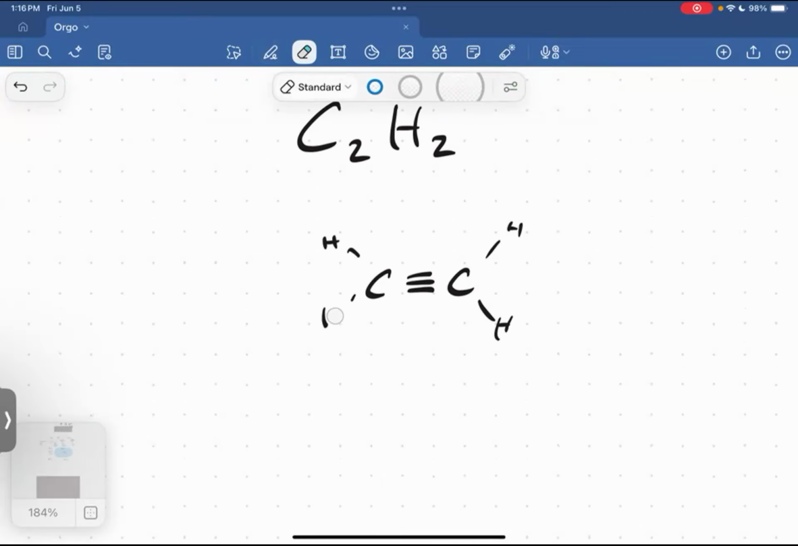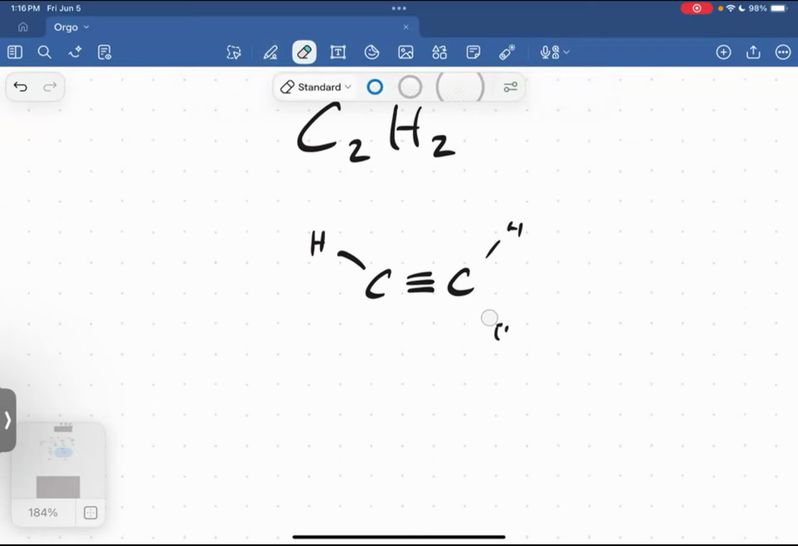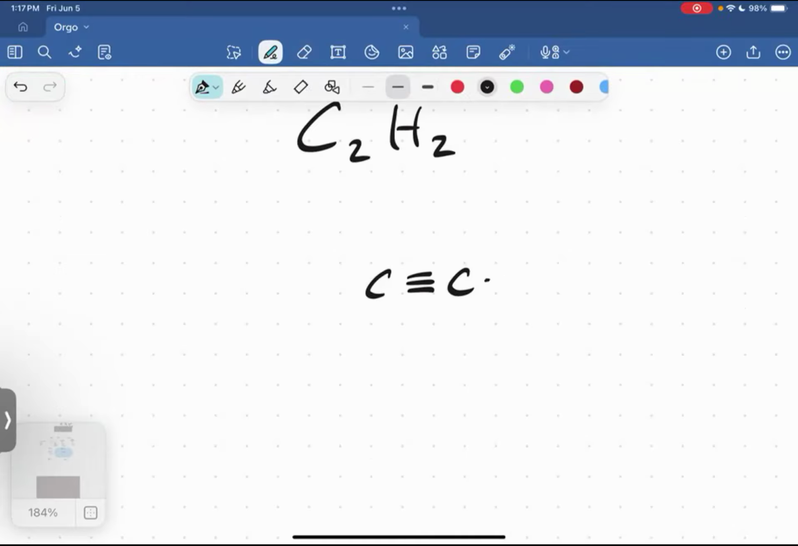All right. How about this one? So that is just a horrible drawing. How many groups are, I still have this drawn wrong. Pardon me. All right. So how many groups are bonded to, or not bonded, but how many groups are coming off of that carbon? 1, 2, giving us sp.